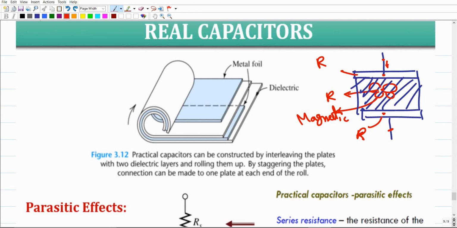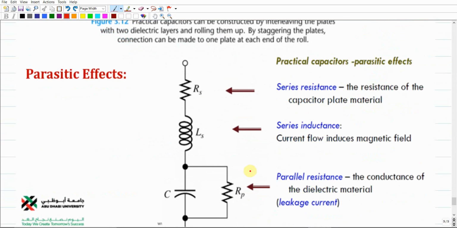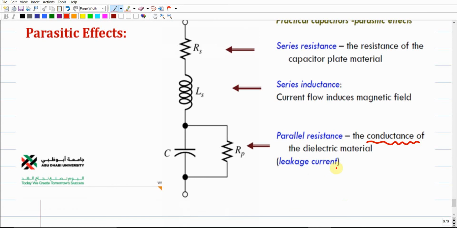But we cannot reach infinity. There is no resistance that is infinite. Any dielectric material will have a specific resistance that would be huge. It means that it will have some conductivity, so it can allow a few electrons to pass through the dielectric material. That's why we say that this parallel resistance accounts for the conductance of the dielectric material, or its ability to let current pass through. Because the dielectric material should be an isolating material, the current through it should be completely zero.